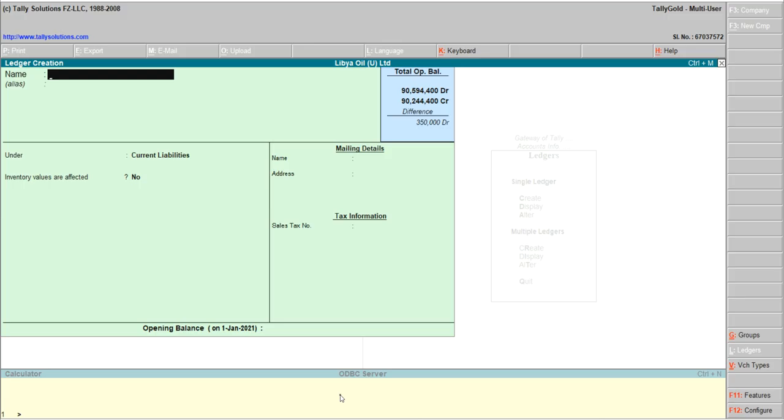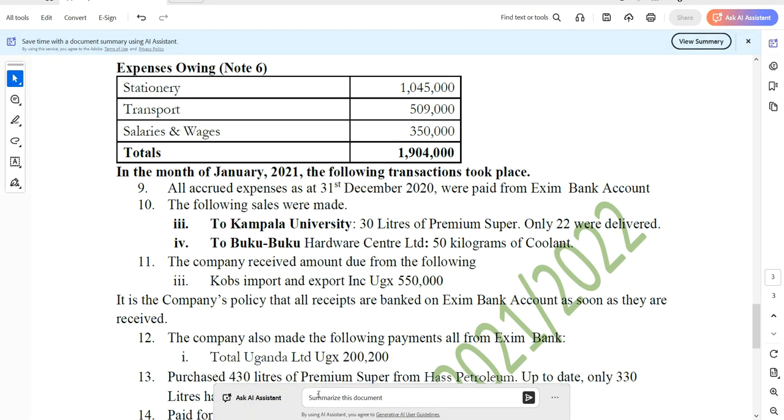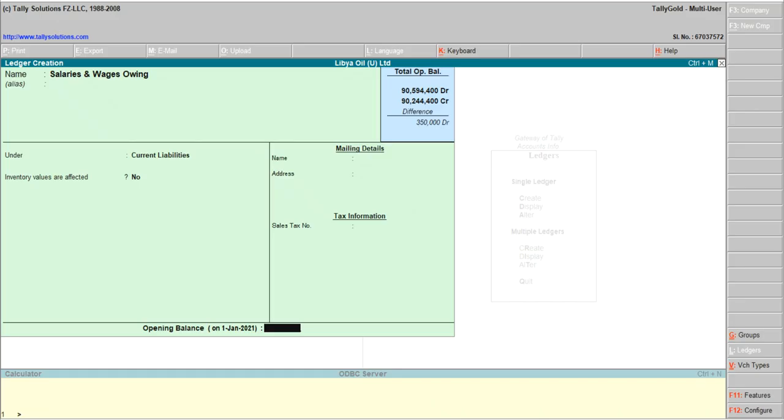Then last you have salaries and wages owing. Current liabilities. How much are the salaries and wages owing? 350,000.